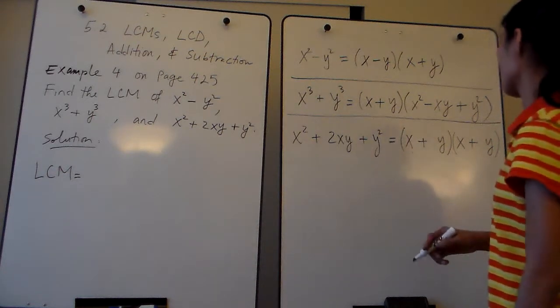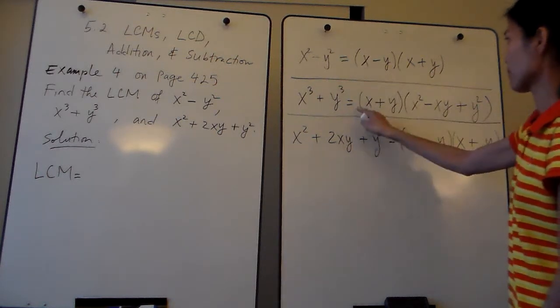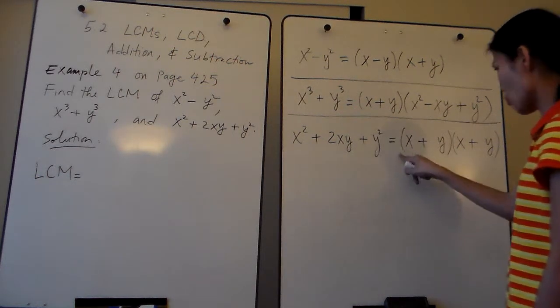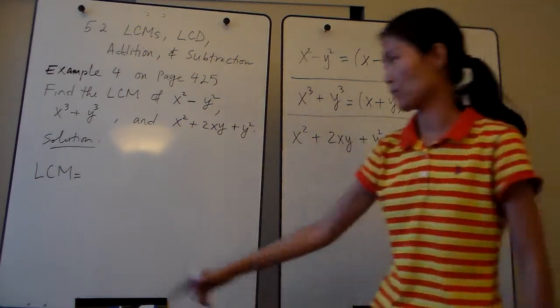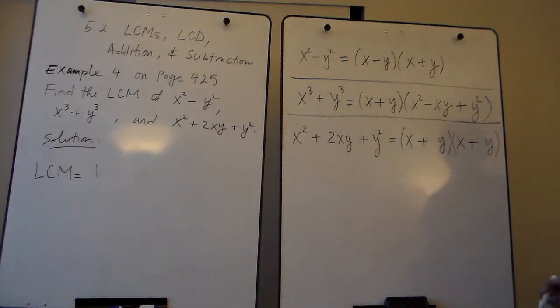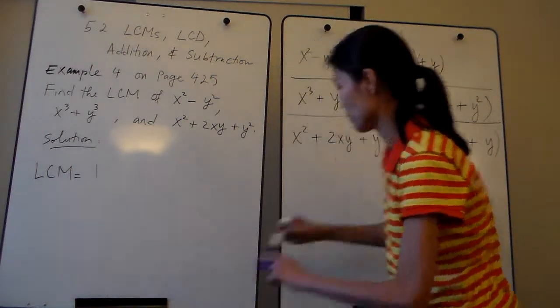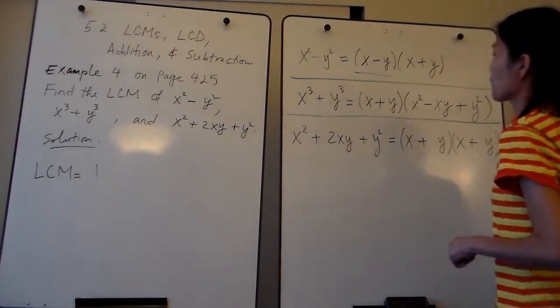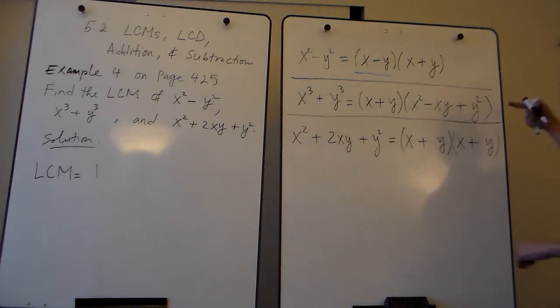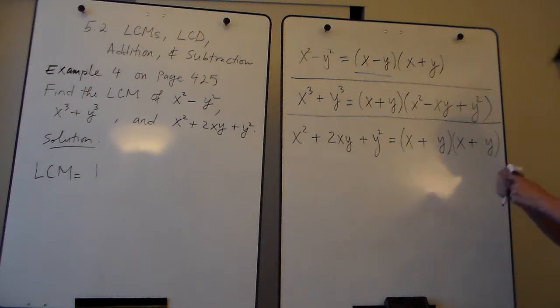Alright, let's start with the coefficient first. This coefficient is 1. If the coefficient is 1, you don't need to write it, okay? It's just 1. If you want, you can do it, but you don't have to. How about x minus y? Let's look at this factor first. So x minus y. Is there x minus y here? No. How about here? Is there x minus y here? No. So x minus y only happened one time.